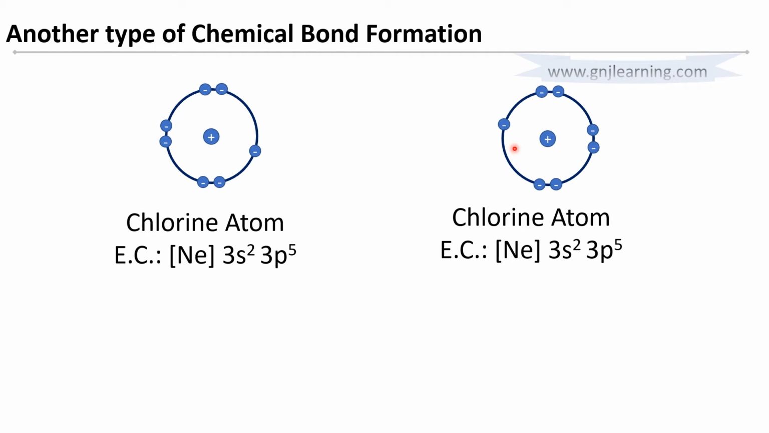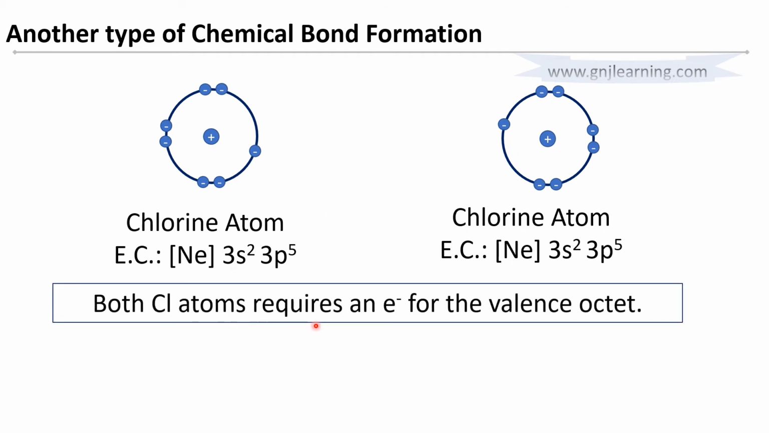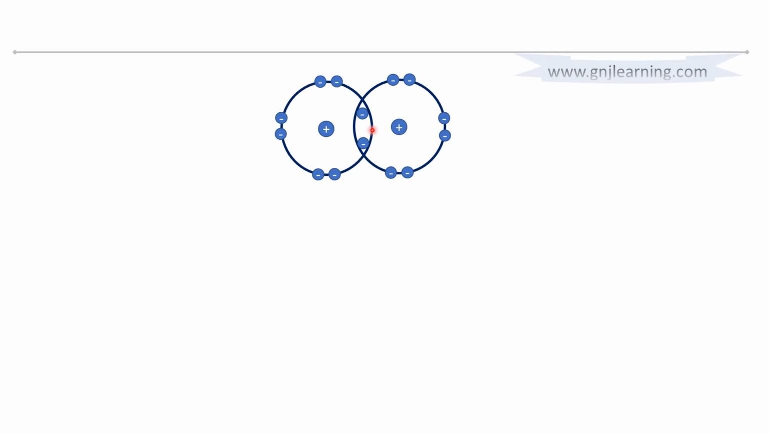Both of them are not ready to give away an electron, so they will decide to share a pair of electrons. Both chlorine atoms require an electron for the valence octet. As a result, both will share this pair of electrons. You can also show that pair of electron sharing between the chlorine atoms with a single line, or a single chemical bond. So neither of them is losing, but both are gaining. Clear? Both now have an octet.